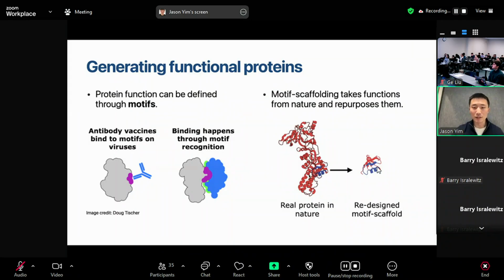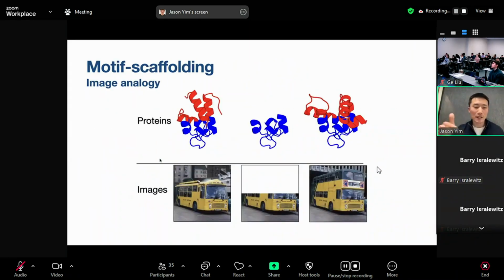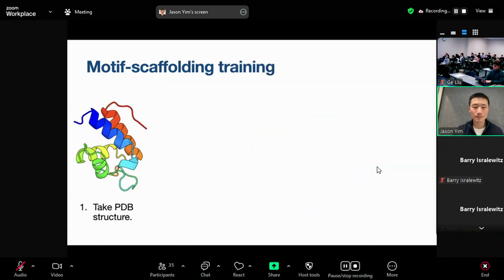So here's a real protein in nature. We're going to take this blue part and then generate a new protein that keeps this while generating the rest of it. You can think of this as like an image inpainting task, where in an image, you mask half the image out and the model has to generate the other half. But you can see that the beginning and the end are very different. This is a double-decker bus. This is a single-decker bus. It's a similar thing for proteins. We cut half the protein and ask the model to generate the other half, but hopefully it's a different protein than it was previously.